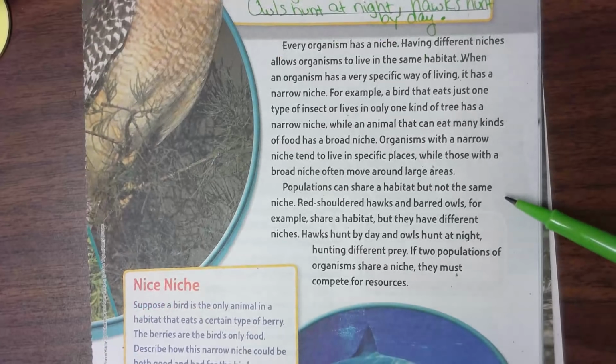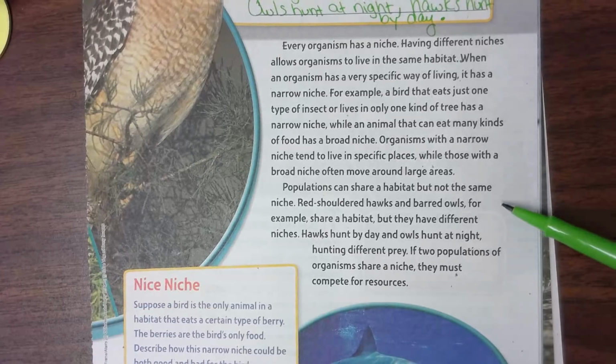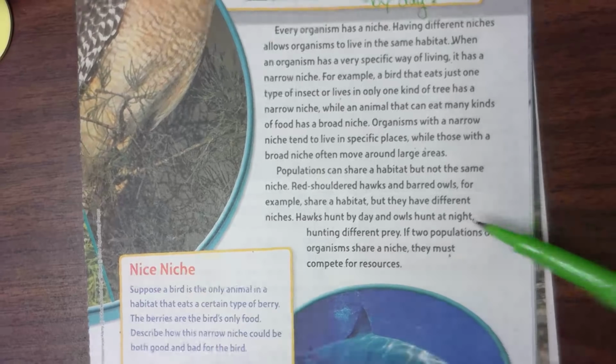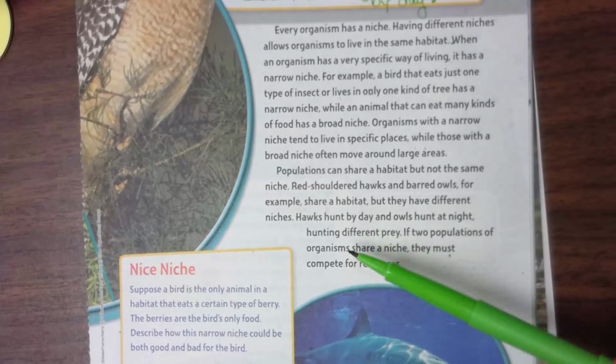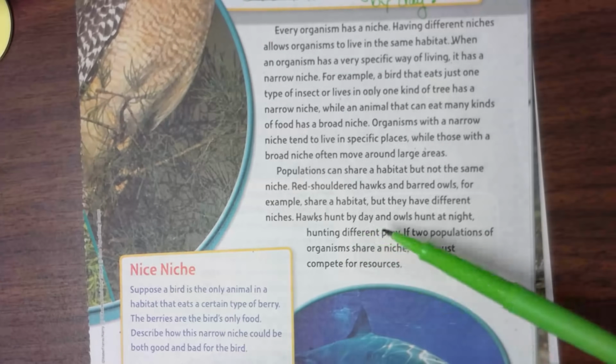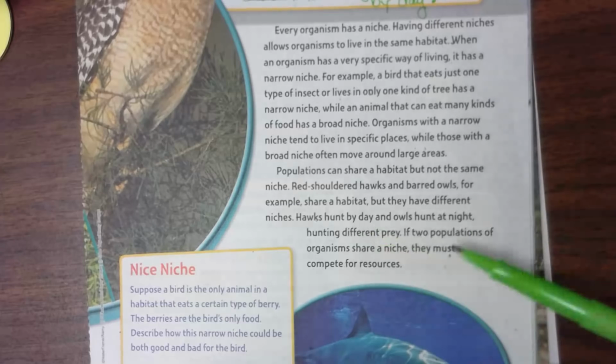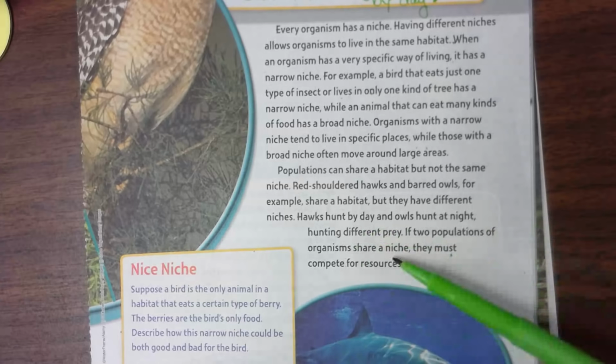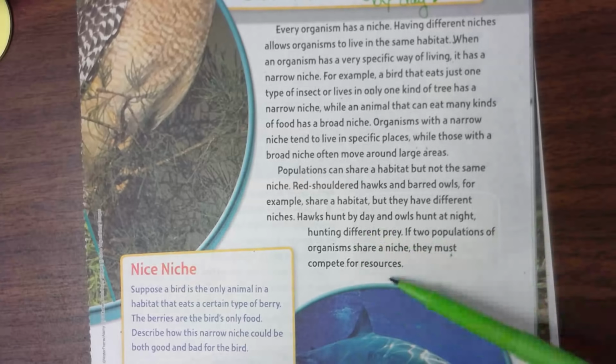Populations can share a habitat, but not share the same niche. Red-shouldered hawks and barred owls, for example, share a habitat, but they have different niches. Hawks hunt by day and owls hunt at night, hunting different prey. If two populations of organisms shared a niche, they would have to compete for resources.